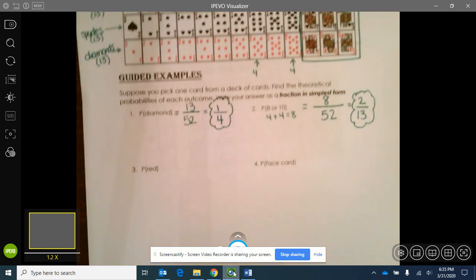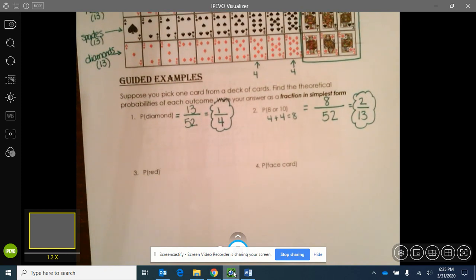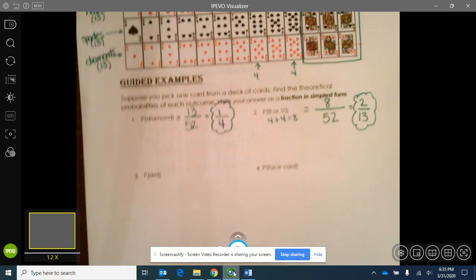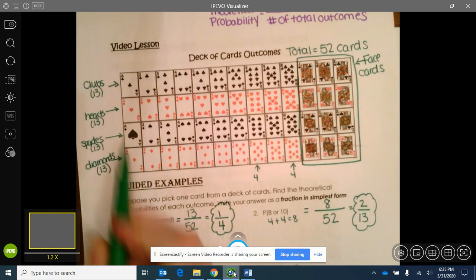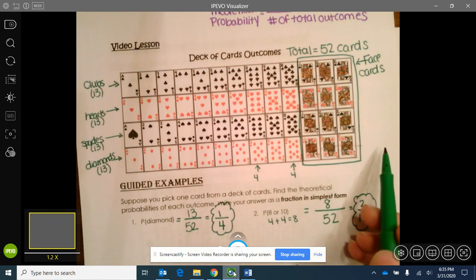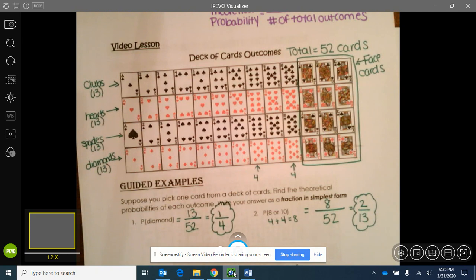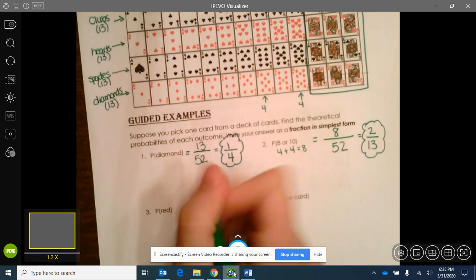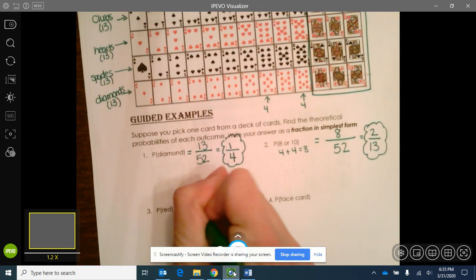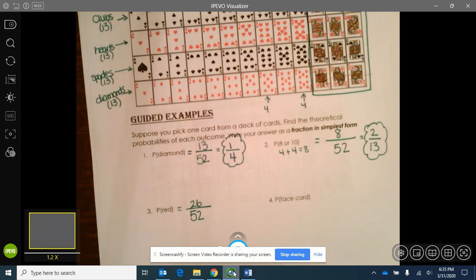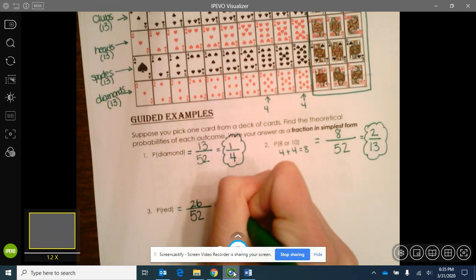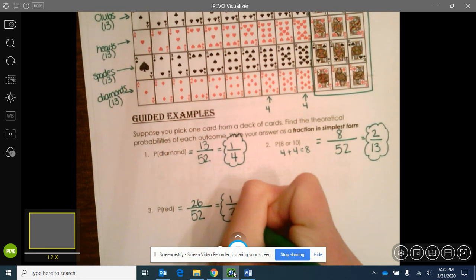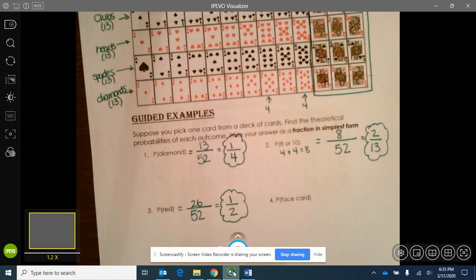Okay, let's look at question 3, the probability of picking red. So we want a red card. Now there are 2 suits that are red, the diamonds and the hearts. For the hearts, I have 13 cards. For the diamonds, I have 13 cards. So I have a total of 26 red cards. So it's going to be 26 out of my total, once again, which is 52. Simplify this fraction, you get 1/2.